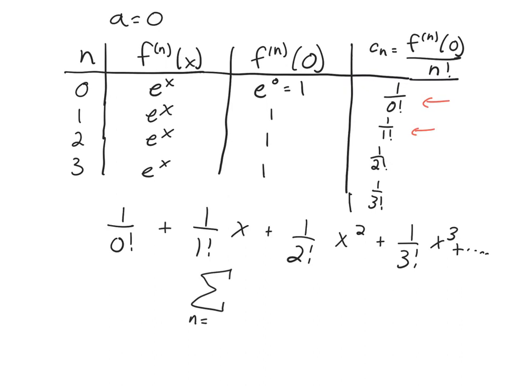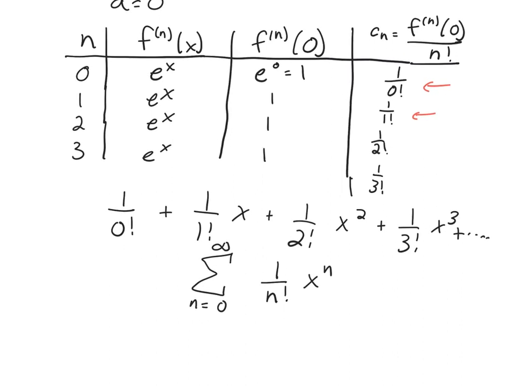Do you notice a pattern? Yep, exactly. The factorial matches my power on x. So this is going to be the sum of 1 over n factorial x to the n, n starts at 0 to infinity. And this is your power series representation, the Maclaurin series you were looking for for your function e to the x.